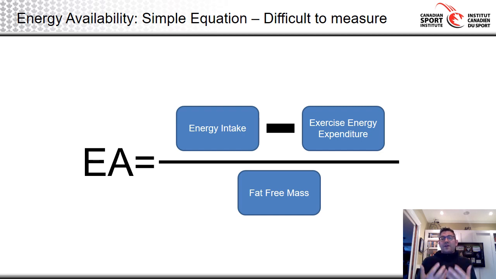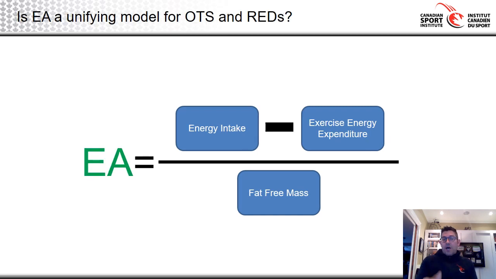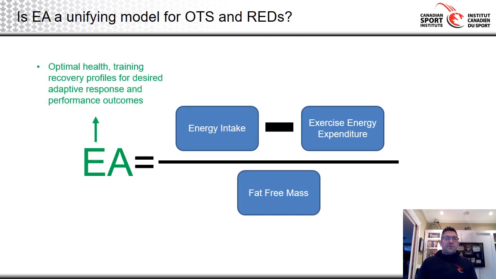And obviously, if you don't have enough energy left over, elements like basal metabolic rate will start to slow down. You will compromise recovery, you'll compromise energetic turnover of bone, and a whole bunch of other elements. Obviously, optimal energy availability results in optimal health, training, and recovery profiles for desired adaptive responses. We'll talk a little bit more on that.